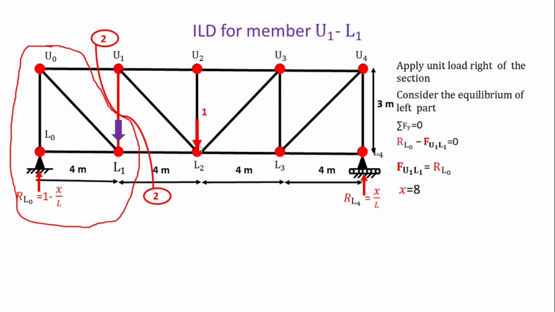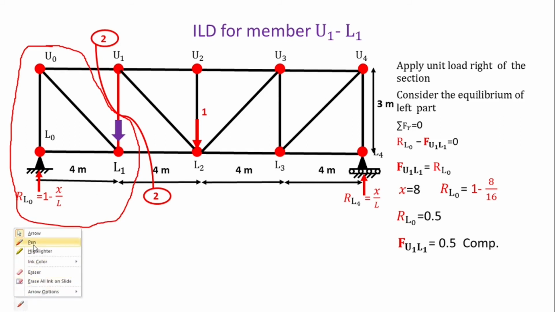So here x is equal to 8, 4 plus 4. What is the value of R_L0? R_L0 is 1 minus x by L. So R_L0 is equal to 1 minus 8 by 16. So R_L0 is equal to 0.5. So F_U1L1 is equal to 0.5. This value is positive. It means what? We have assumed here a compressive sign, that is correct.